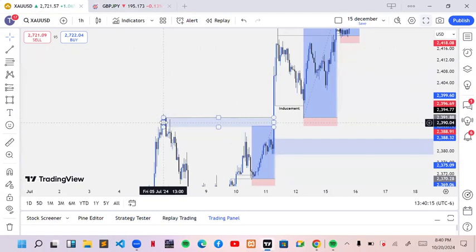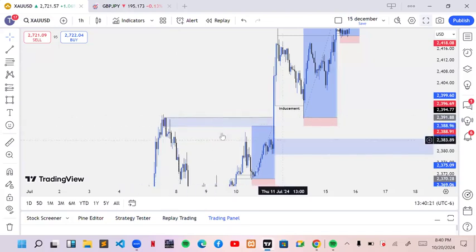This breaker or that other block, the point of interest, needs to not have been tapped before. This is the other block right here. This is our breaker block. The breaker block has not been tapped. The other block has not been tapped. Both of them are valid to be used as entry.